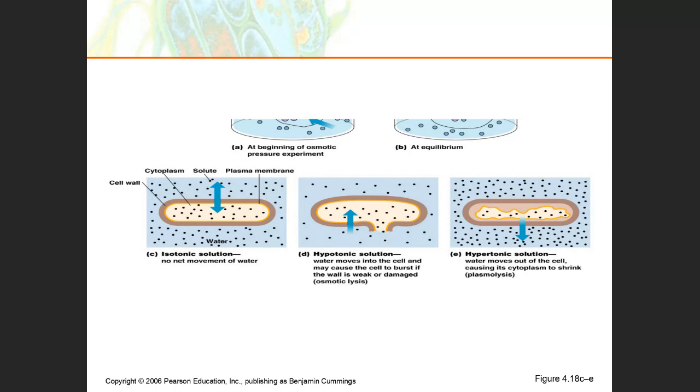And then in a hypertonic environment, like a high salt solution or high sugar solution, it sucks all the water out of the cell. But the cell doesn't really shrink because it's got a cell wall. What happens is the cell membrane pulls away from the cell wall, and the inside of the cell shrinks. And we call that plasmolysis.